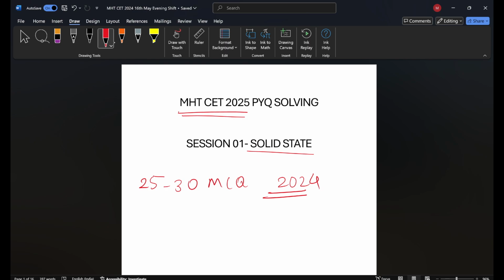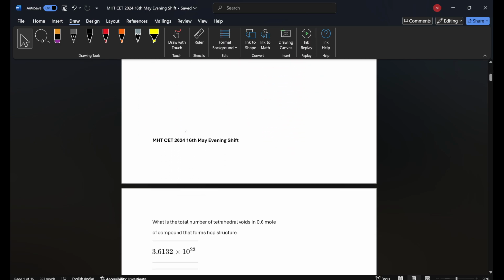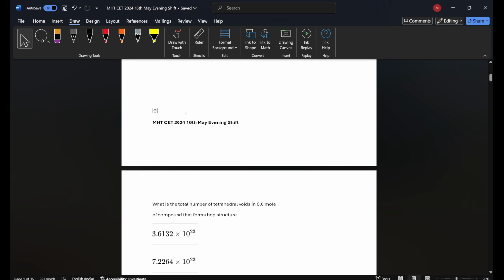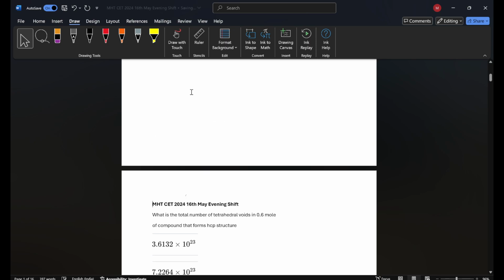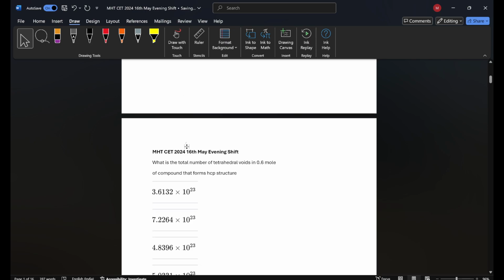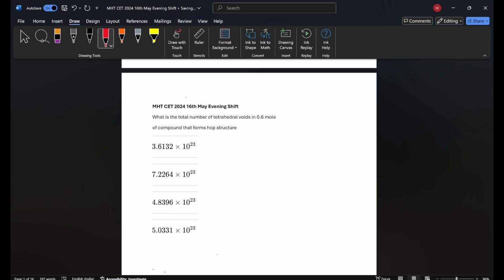So here we begin our session with the first chapter, Solid State. It is the first chapter from chemistry, as you know, and I think everyone has prepared this chapter for their board exams also. This is a very simple chapter and very straightforward questions are asked from it. However, there are some exceptions too, and I will be discussing them with you also. So here comes the first question of the MHT CET 2024, 16th May evening shift.